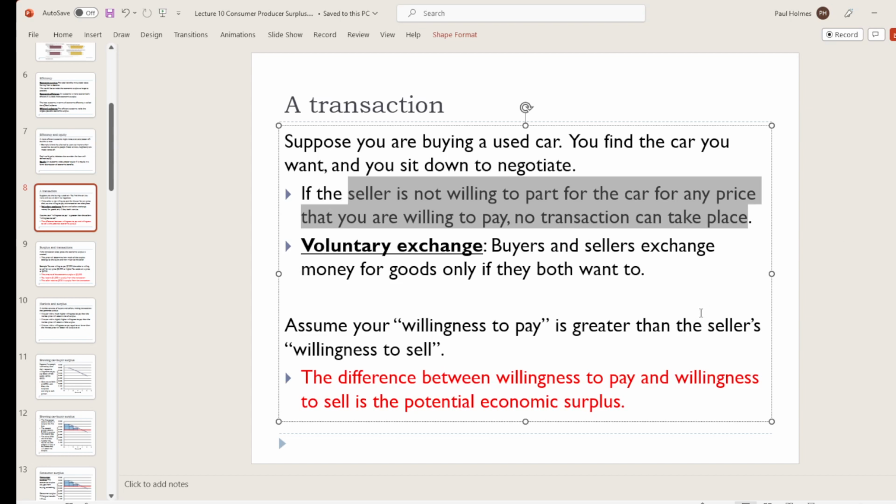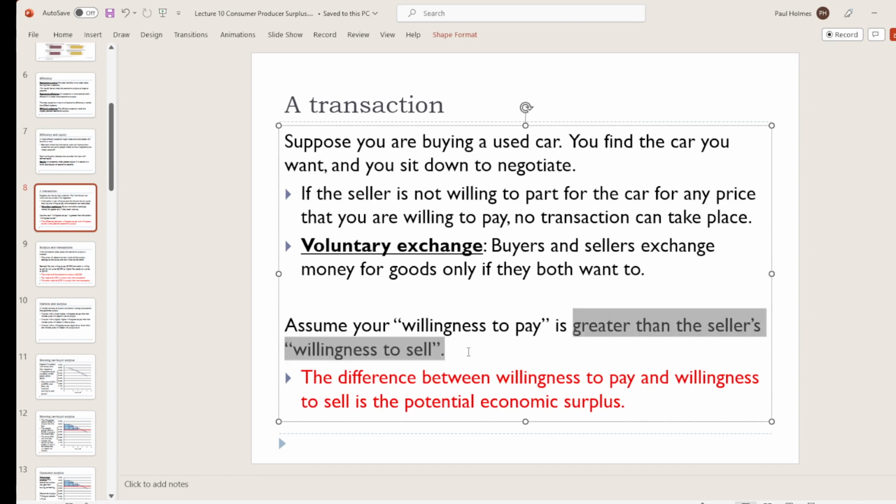So that means that if we see a trade take place, it must be that the amount that the buyer is willing to pay, we call that their willingness to pay, is greater than the lowest amount that the seller would take, which the book calls their willingness to sell. I don't really like that phrase, but we're going to use it just because it's what the book uses. Now, the point of thinking about these ideas is to realize that the difference between those two is the amount of the economic surplus that can occur in this market.